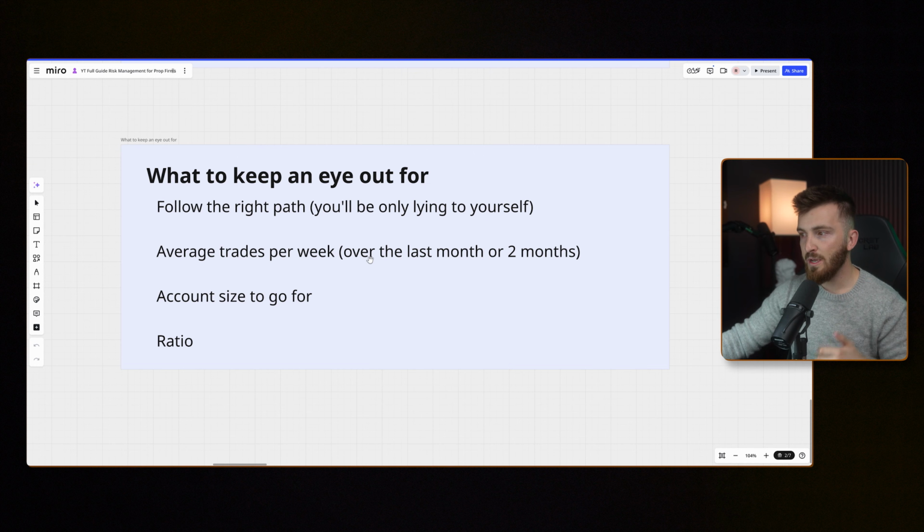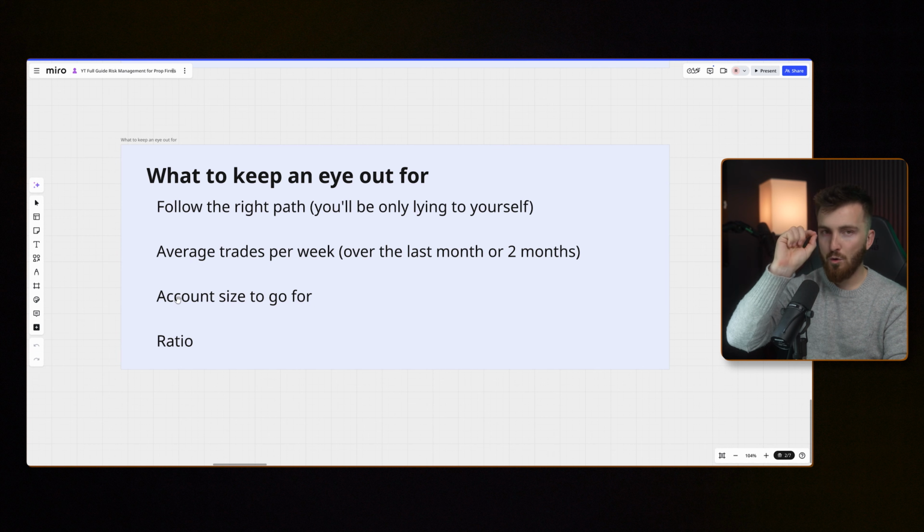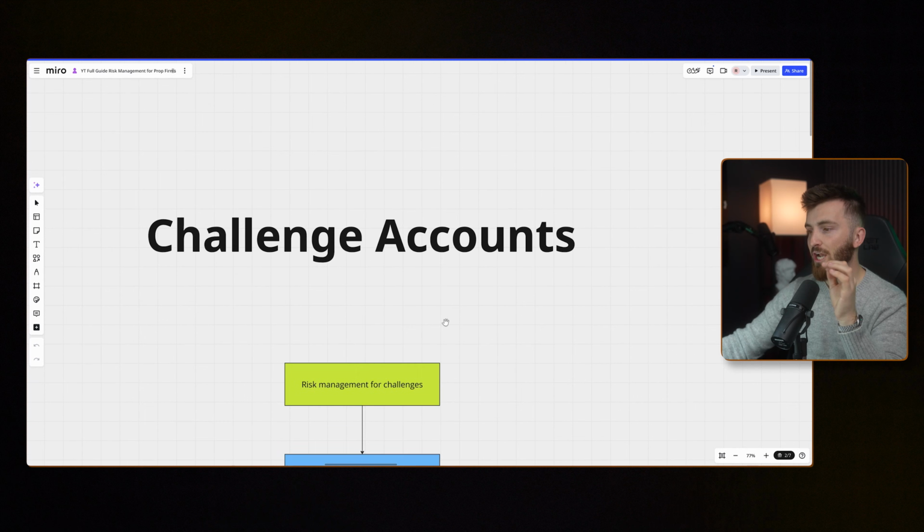The average trades per week over the last month or 2 months or 3 months, and the account size to go for. The ratio also is what I will be giving you at the end. So keep an eye out for what I'm going to say, which is the account size that you should go for and the ratio. These are very important because if you don't follow these steps, the likelihood of you losing more than you can afford to lose is high. So I would be very, very careful with that, right? So let's go on to challenge accounts.